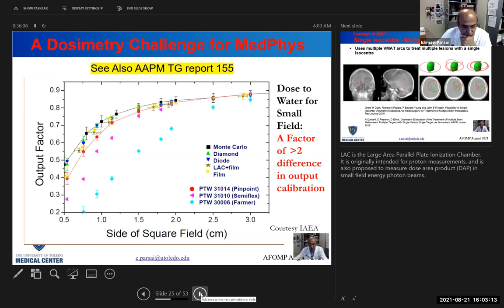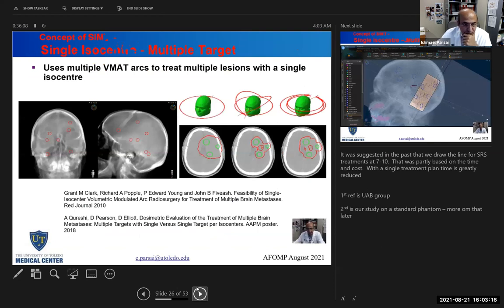Another item that I wanted to quickly touch upon is the concept of single isocenter, multiple targets within the brain. As you can see, look how many targets are in here. We have treated up to 18 tiny lesions in the brain, where in the past, just a few years ago, we used to treat the whole brain. And now that is no longer an option, because the technology is available to do VMAT and IMRT and treat these tiny lesions and yet have reasonable integral dose within the brain.